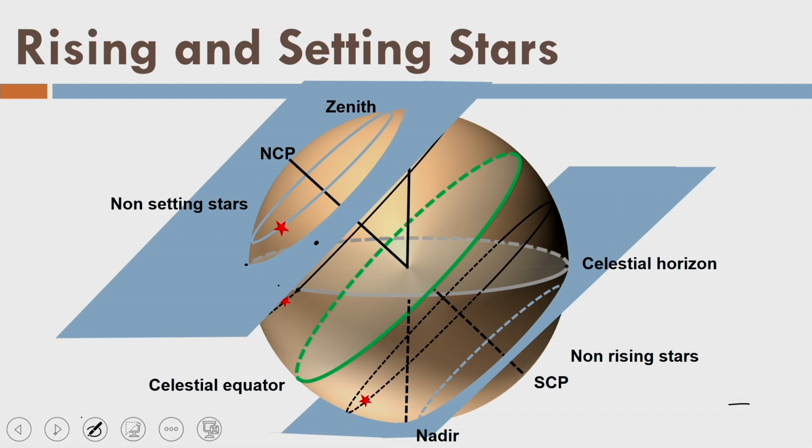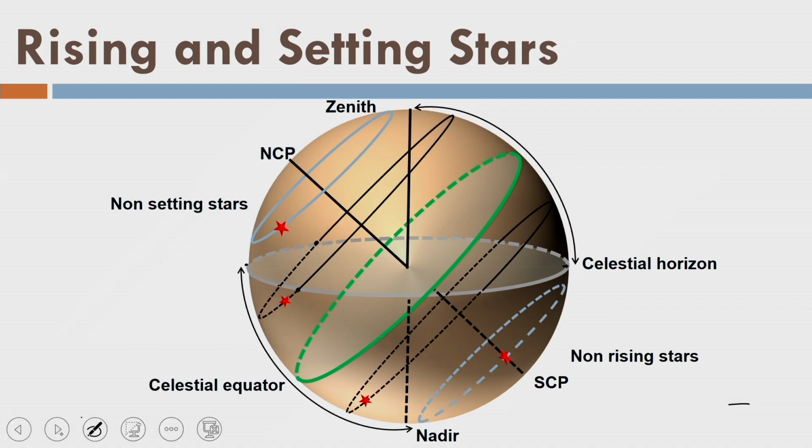Okay. What about the zone between the two planes? And remember, these two planes are parallel to the celestial equator, but they are passing through this point and this point. Now, the zone between these two planes is called the zone of rising and setting stars. Why? Because between these two planes, stars will be rising above the horizon and they will be going below the horizon after making the transit over the celestial meridian.